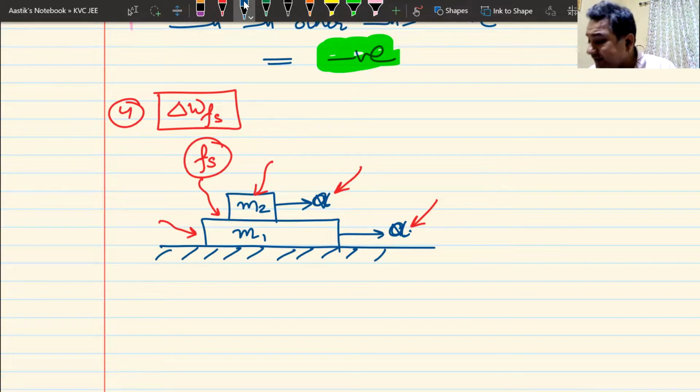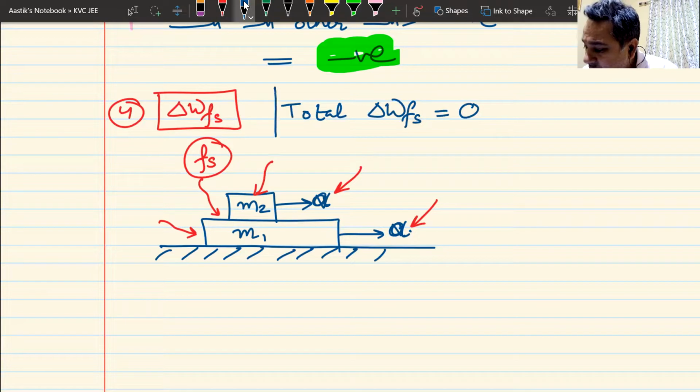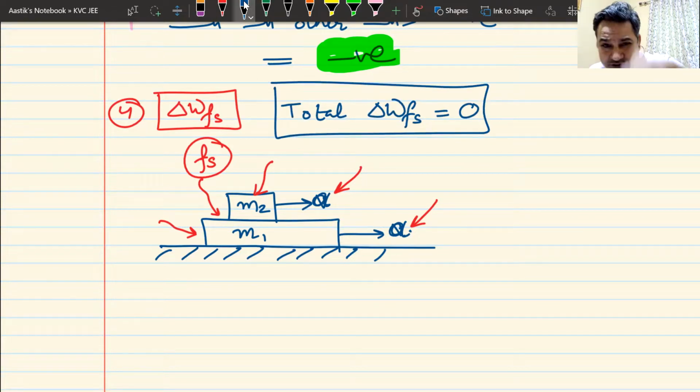Displacement would be same. In this case, the total work done by static friction would be 0. So basically, whatever work static friction is doing in the lower body, the same work in the opposite direction it will do on the upper body, and that is why static friction behaves like a somewhat conservative force, because the total work comes out to be 0. And that is the reason in the chapter on rotation, which I think would be starting, wherever you have static friction on a rolling ball, you can apply the law of conservation of energy. And the law of conservation of energy is just coming.